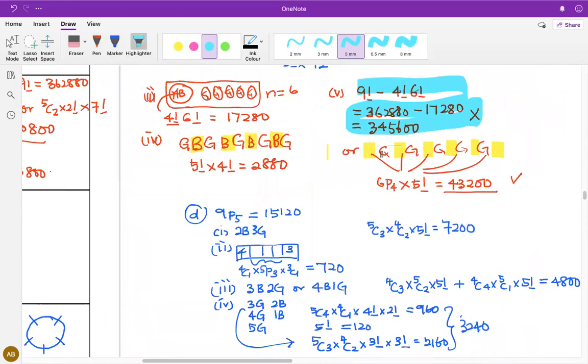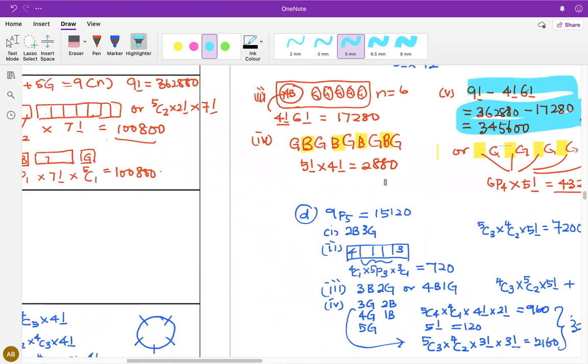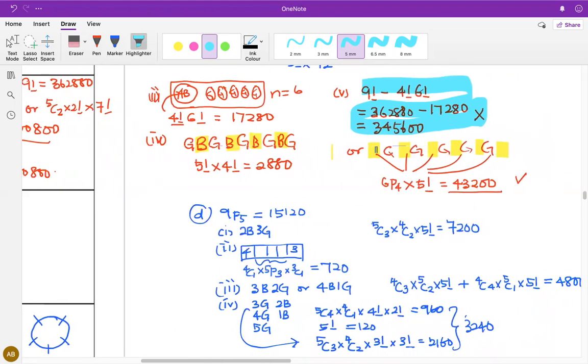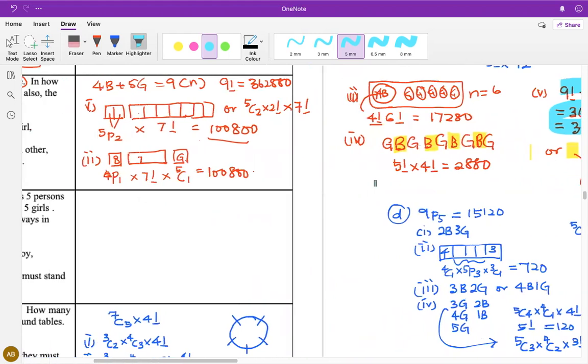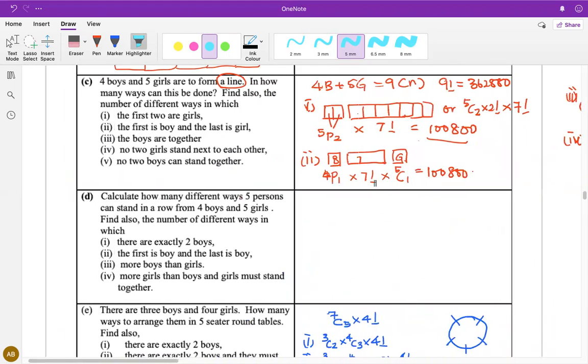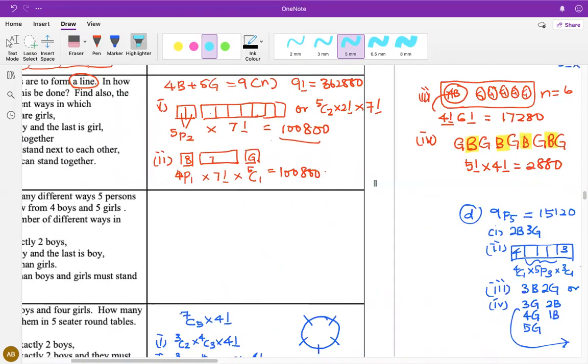So the best way is we list down the girls separately, and then there are 6 spaces between the girls that the boys can stand, and then we do 6P4, right? 6P4 means the boys can stand here 1, 2, 3, 4, or 1, 2, 3, 4. So there are 6 spaces for the boys to stand. Okay, all right, so number 5, I hope you understand.